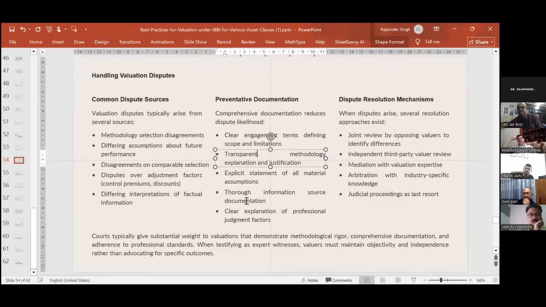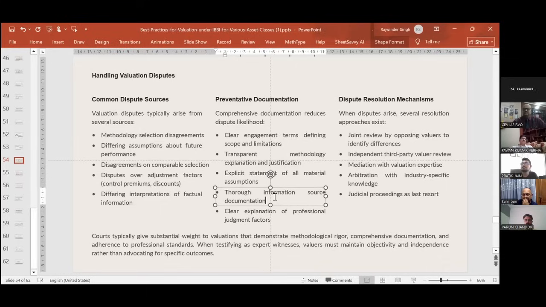So next is transparent methodology explanation and justification, which means you should be able to explain why you used that methodology. Then explicit statement of all the material assumptions. We have already discussed that all the assumptions should be documented: why that particular assumption has been made, and what impact it will have on the valuation if that assumption was not true.